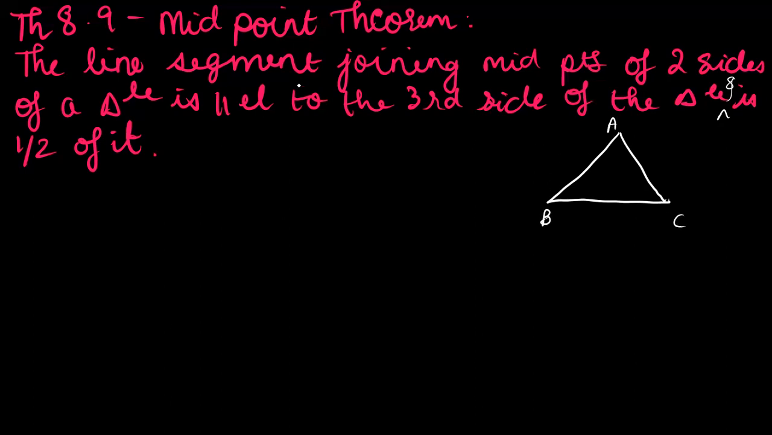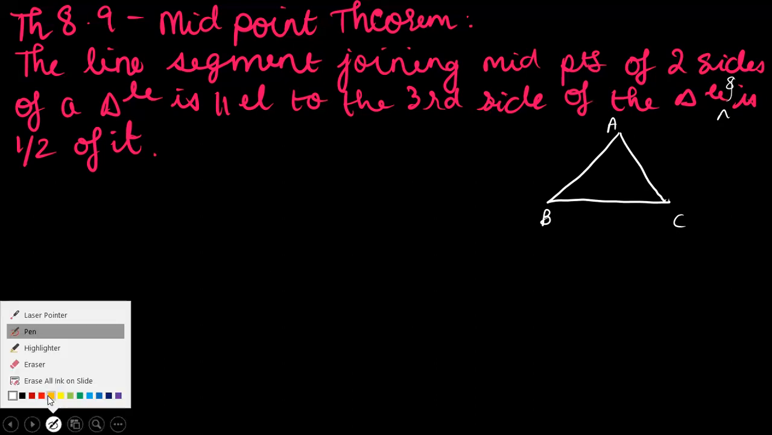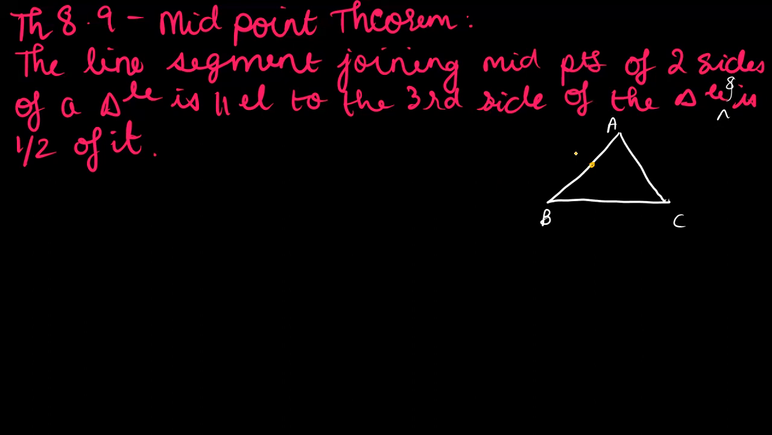Now, it's saying the line segment joining midpoints of two sides. So we need to get the midpoints of two sides, right? So let's say the midpoint is D here and the midpoint is E here, okay? And now I need a line segment that joins these two points, D and E. So this line segment DE joins the midpoints of two sides of the triangle, that is AB and AC, which have midpoints D and E.